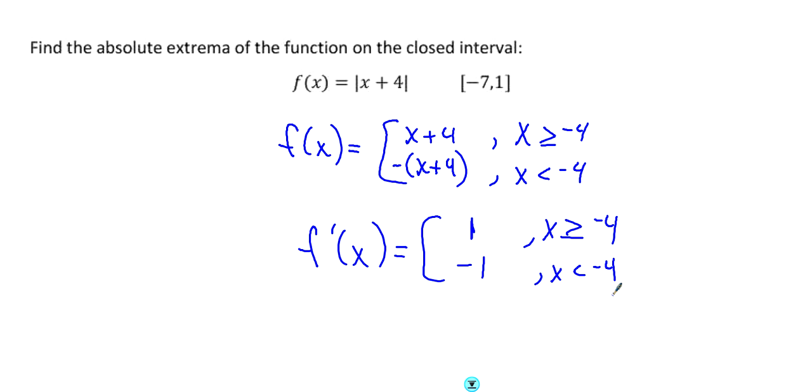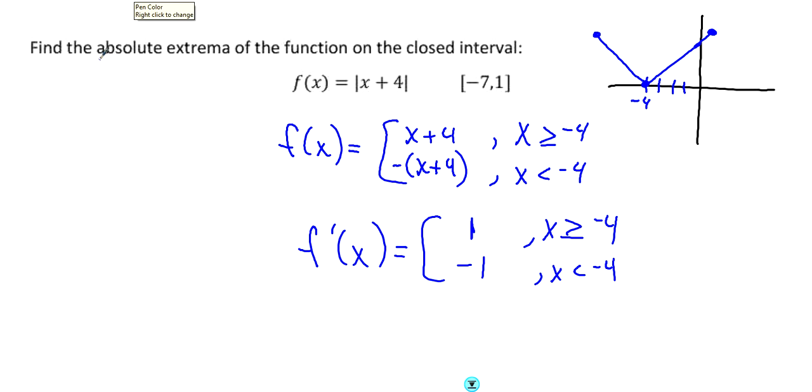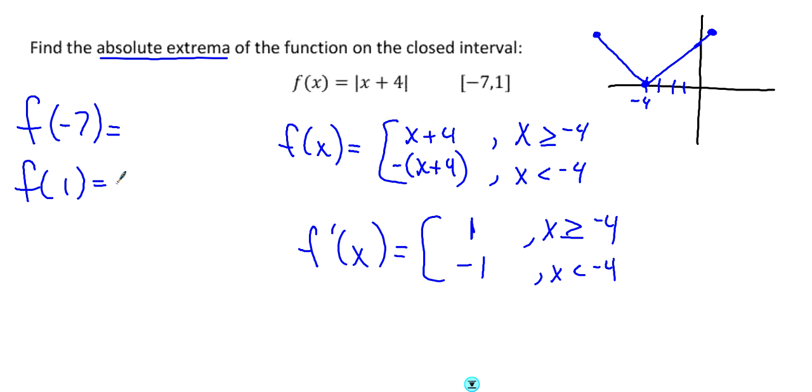So again, thinking of this graphically will help us. If I graphed my piecewise function, the absolute value function has been shifted over and it looks something like this. Okay? Since I'm on a closed interval and looking for absolute extrema, I'm going to have to check my endpoints as well. So I'm going to have to find f at negative 7 and f at 1, and check any critical points or where the derivative is undefined.